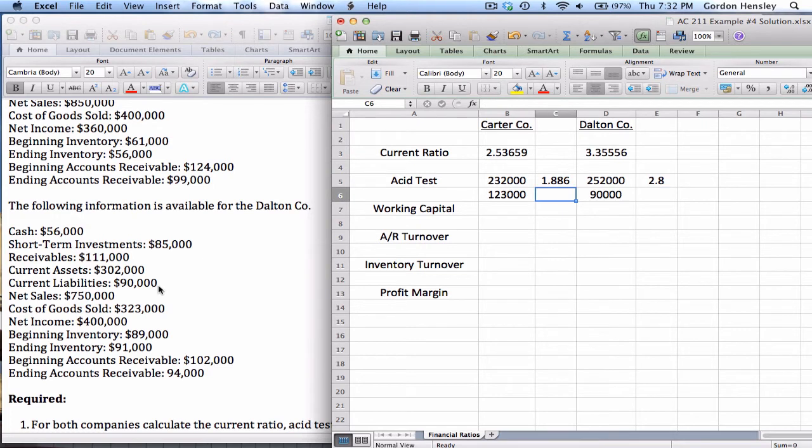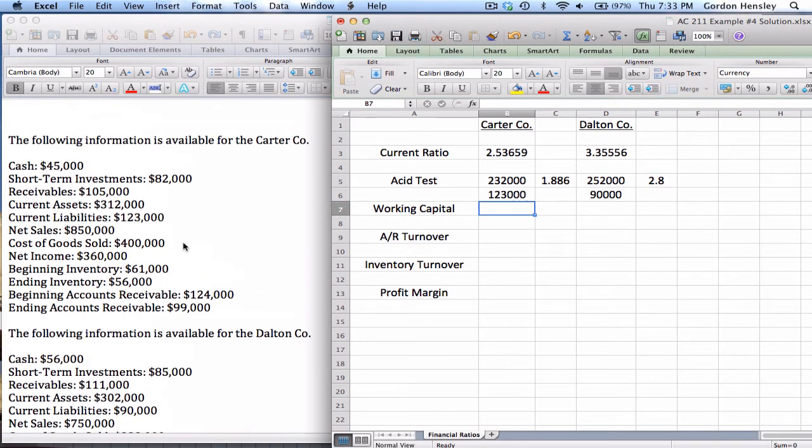Now, the way we interpret acid test is pretty much the same way you interpret current ratio. For every dollar they owe, Carter Company, under the more strict version, acid test, has about $1.89 versus Dalton that has about 2.8 or 2.80. So they're both in pretty decent shape, but definitely an advantage to Dalton there.